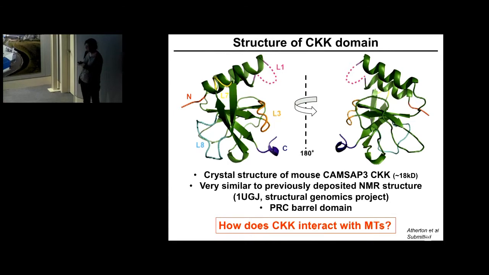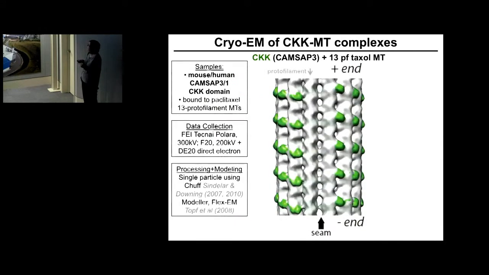So our experiment was to take the CKK domain, from CAMSAP1 and CAMSAP3, and solve their structures using single particle cryo-EM. And this was the initial output. This is the asymmetric reconstruction from a single particle experiment. What you can see straight away is that the density that corresponds to the CKK domain is binding every 8 nanometers on the microtubule lattice.